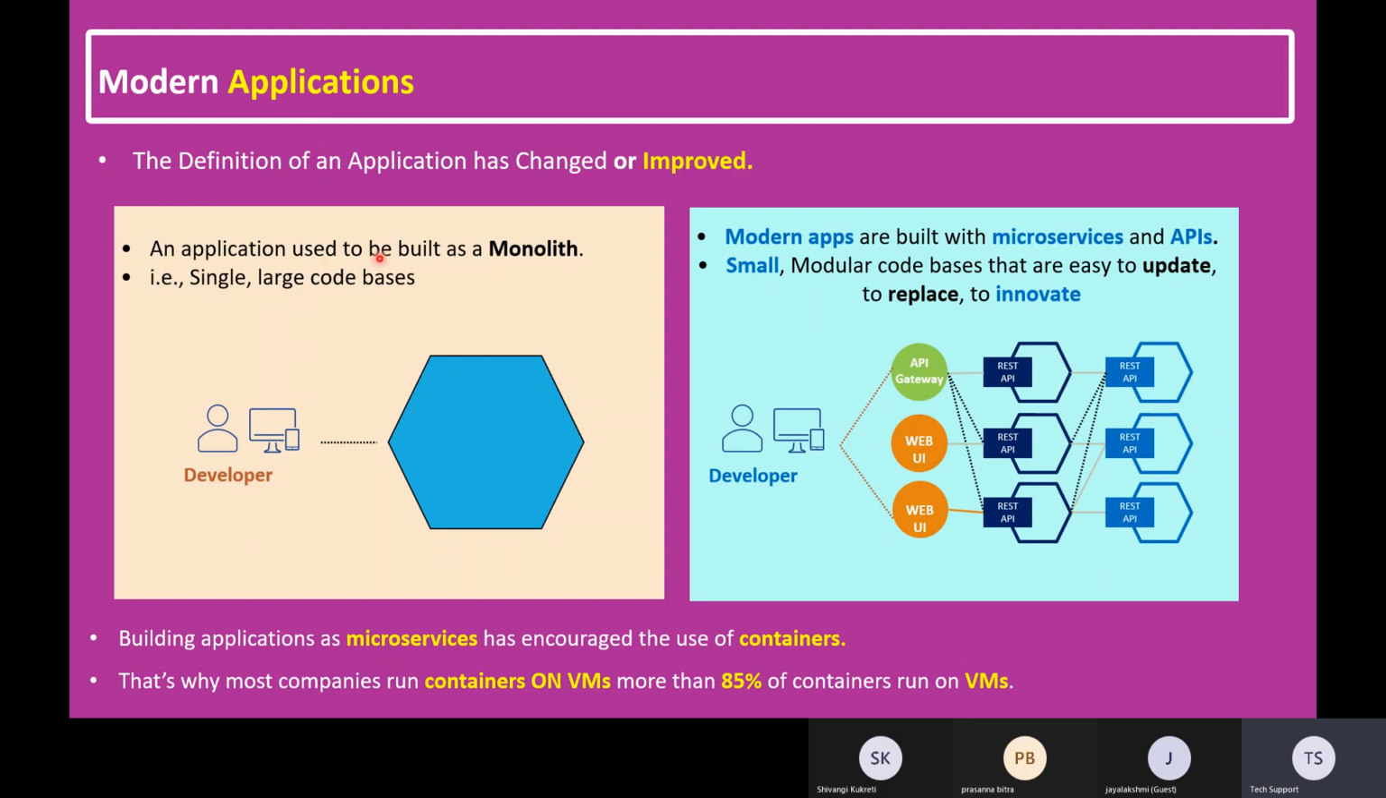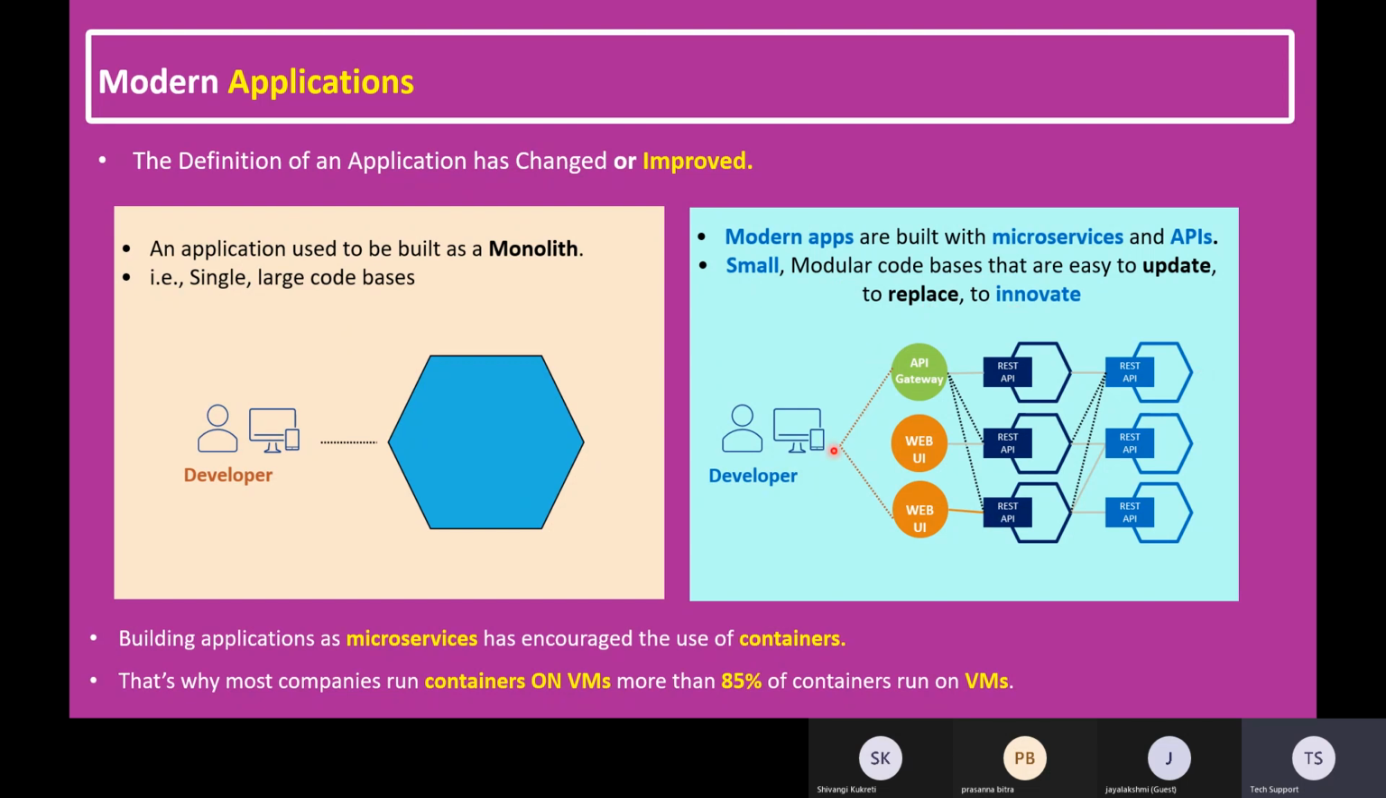An application used to be built as a monolithic. Monolithic means a single, large code base, so developers could run all the code on one single system only. Modern applications are built with microservices and APIs, application program interfaces, so it's completely based on API calls. We can deploy small modular code bases that are easy to update, replace and innovate.